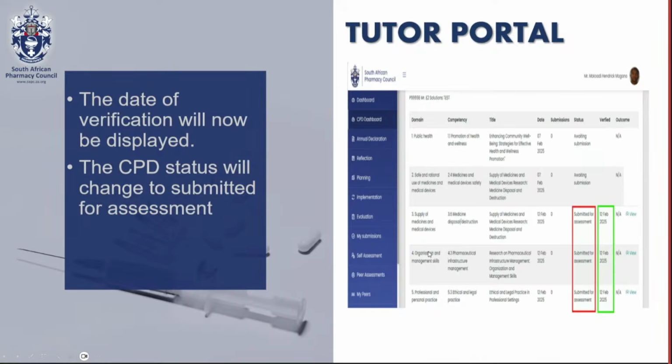After you have verified, it will show the date on which the entry was verified, and this view tab will disappear once you have verified the entry. So it won't be there. That's why I'm saying you won't have access to the entry anymore, because this tab won't be there any longer. I think that's all I have with regard to the portal.